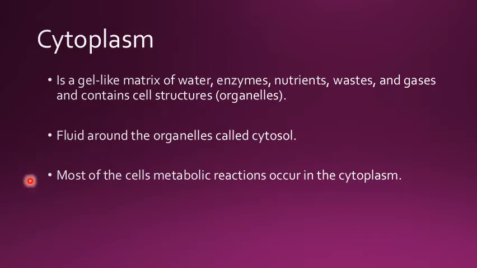The cytoplasm is a gel-like matrix of water, enzymes, nutrients, waste, and gases, and it contains the cell structures, the organelles. The word matrix here just means a space where things can happen, a medium, and the medium here is the water with all these things in it. The fluid is called cytosol, and most of the cell's metabolic reactions occur in the cytoplasm. The cytoplasm is over 90% water.